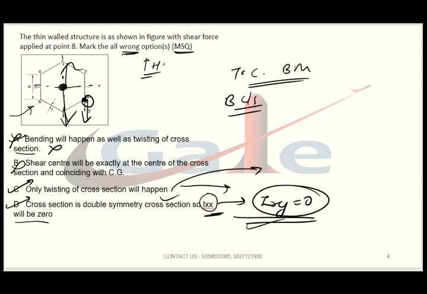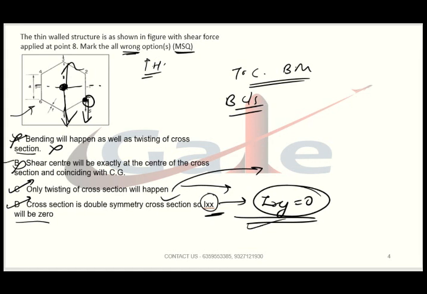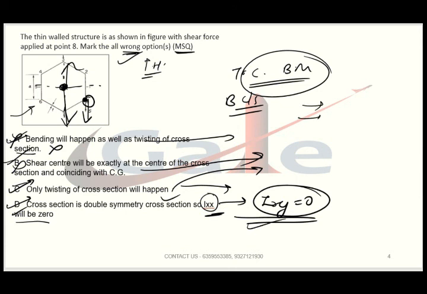Option B says the shear center will be exactly at the center of the cross section, coinciding with CG. This is absolutely fine, this option is okay. Bending will happen as well as twisting of the cross section, I have explained this already. So if they say mark all the correct options, then A and B are fine, but they have said mark all the wrong options, so C and D are right in that case. I hope this is clear to you. If not, you can ask me in the comment section.